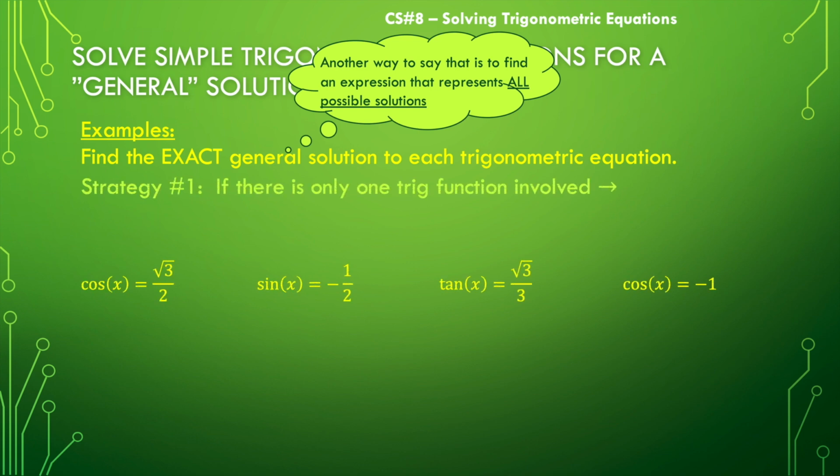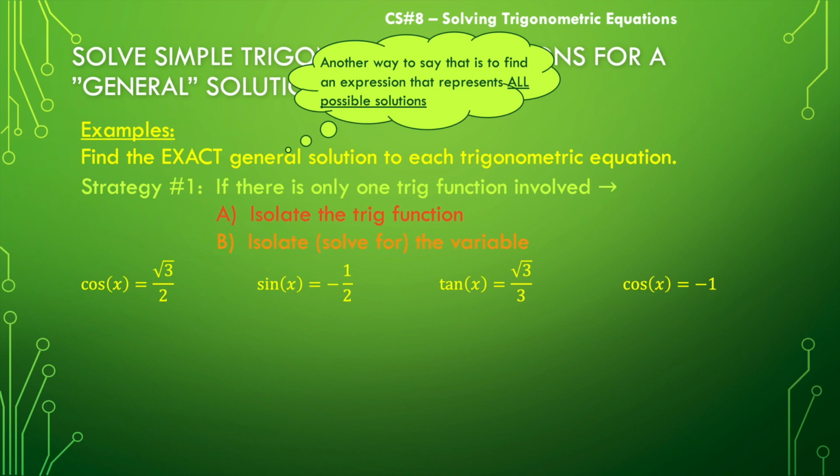All right, so here are 4 examples, and if there's only one trig function involved, then there's really just 2 steps. The first step is to isolate the trig function, and the second step is then to solve for the variable. You notice that in these examples, the trig function is already isolated, so we don't have to really worry about this step in these examples. We will look at some examples in a moment where we've got to isolate the trig function.